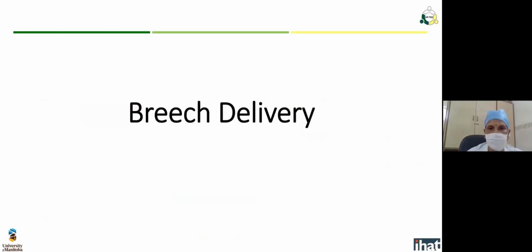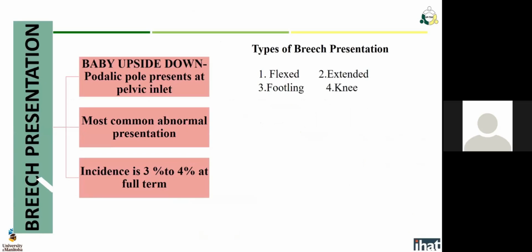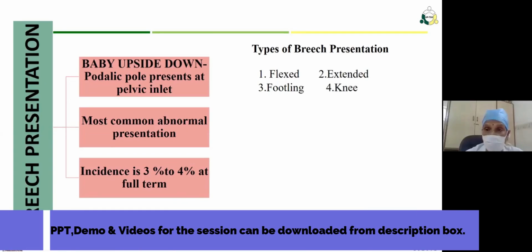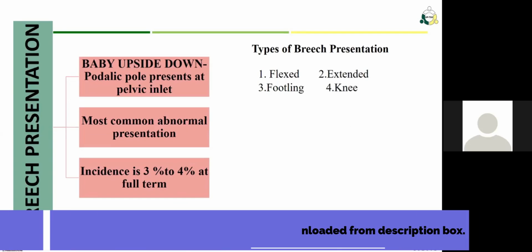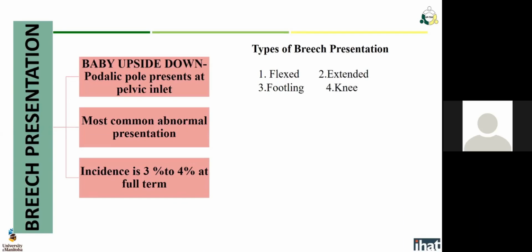So the breech is an abnormal presentation, and it is the commonest abnormal presentation. What do you mean by breech? Normally, the head is in the pelvic region. In the breech, the podalic portion of the fetus is on the pelvic side. The incidence is 3 to 4% at full term, and in preterm babies the incidence is more.